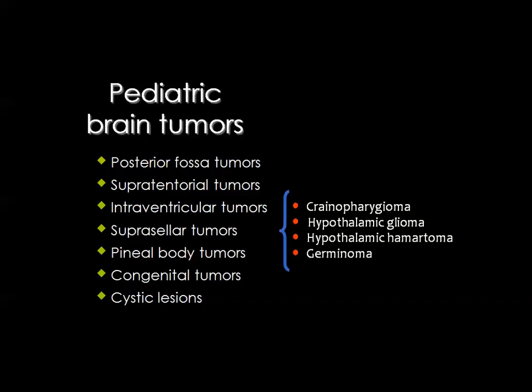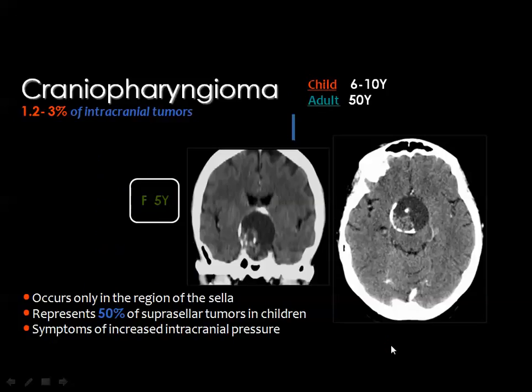Then we proceed to the suprasellar tumors, some of which are common in the pediatric age group, and this is one of them, which is the craniopharyngioma. The craniopharyngioma is a suprasellar tumor. It represents about 1.2 to 3% of intracranial tumors. It has a peak in the pediatric age group between 6 and 10 years, and also another peak in adults around the age of 50 years old.